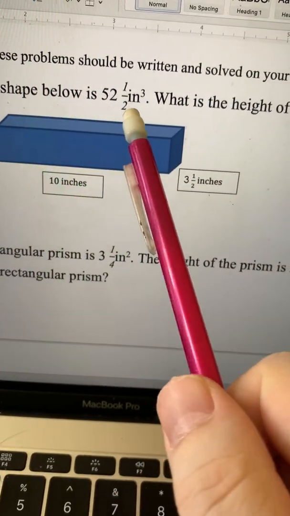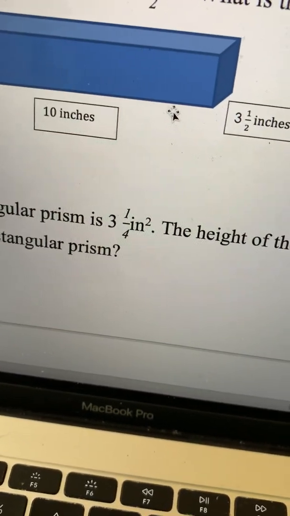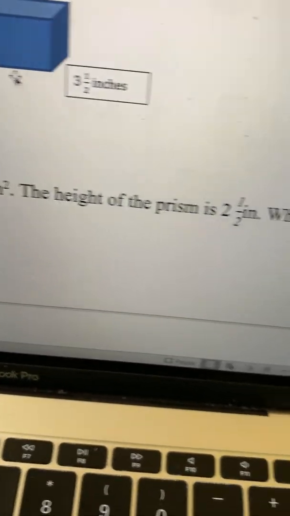It says right here, it already gives me the volume. So I'm going to write the volume is 52 1/2 equals. It says the length is 10 and the width is 3 1/2. And then because I don't know the height, I'm just going to leave it as h. Okay, let's tackle this problem together. What should I do first?